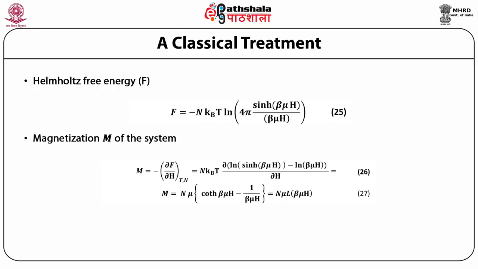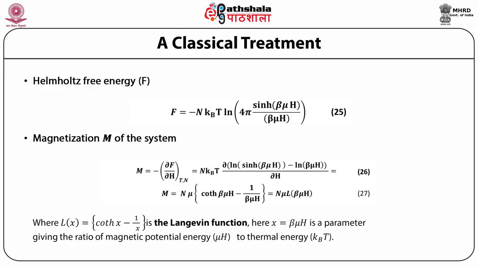Magnetization M of the system can be written as M = -(∂F/∂H) at constant temperature and constant number of particles = n k_B T ∂/∂H [log sinh(βμH) - log(βμH)]. M = nμ{coth(βμH) - 1/(βμH)} = nμ L(βμH), where L(x) = coth x - 1/x is the Langevin function.